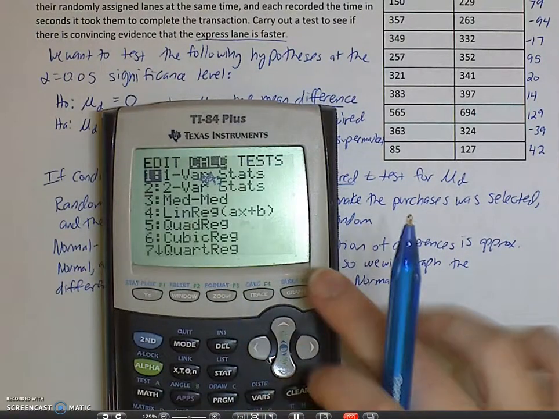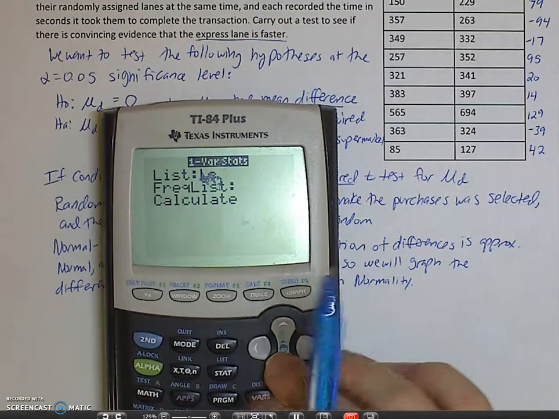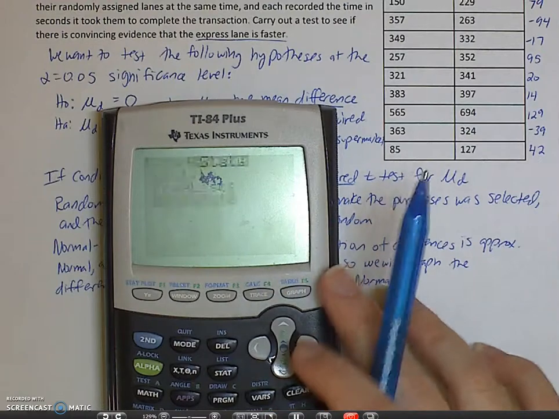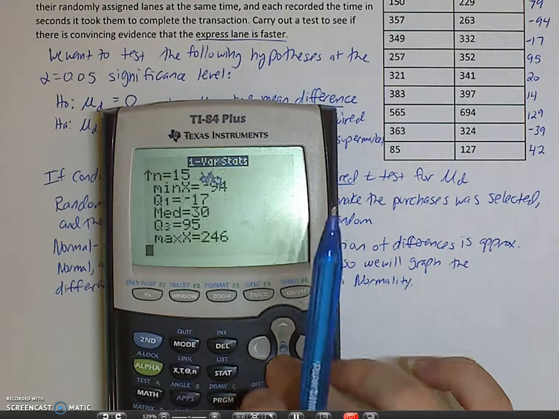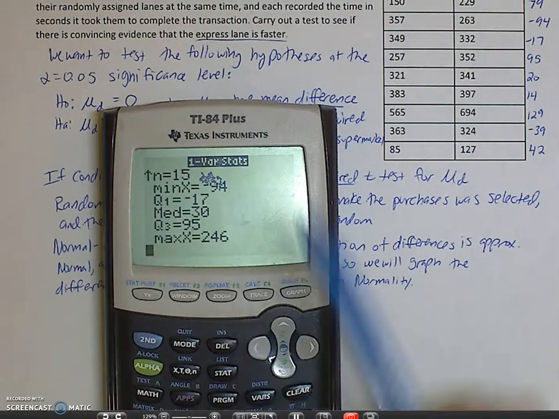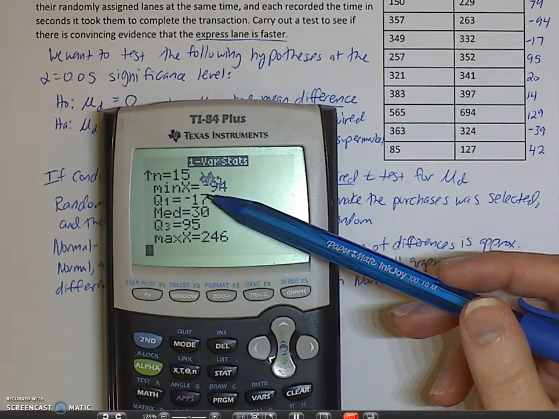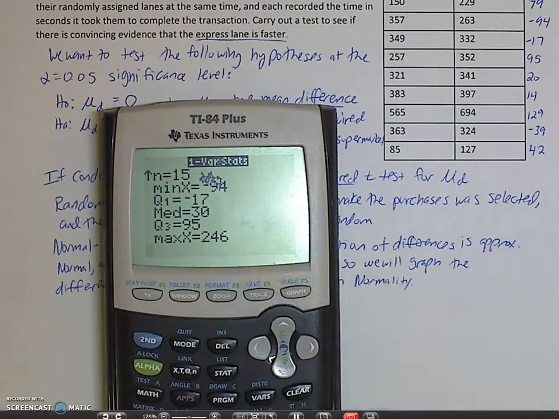I'm going to go to Stat, Calc, 1 Variable Statistics, and I'm going to put in list 3. I know it's hard to see on my calculator, but I hit second 3 because I want to find the information for list 3, which was the differences. So I'm going to scroll down and get all my important information. Notice how my minimum is negative 94, Q1 is negative 17, median is 30, Q3 is 95, max is 246.